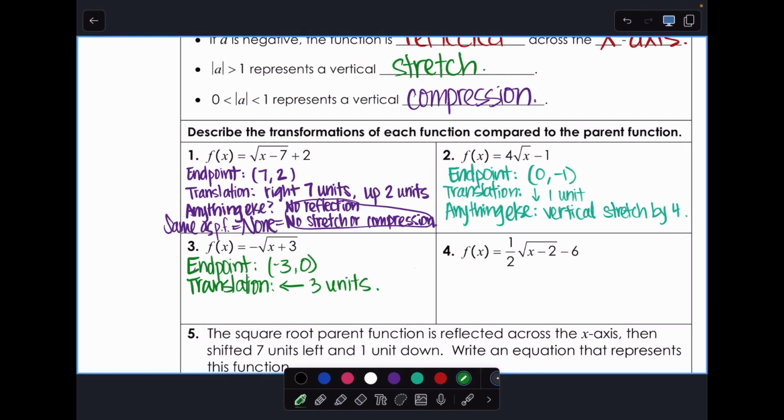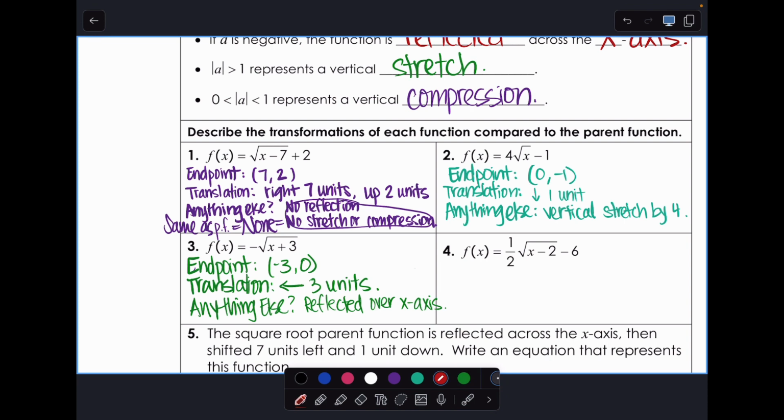Okay, anything else? It's reflected over the x-axis. Okay, and there's no stretch at all, right? So we don't have to mention anything about that, but you already put in my anything else, so we can move on. Okay, questions?